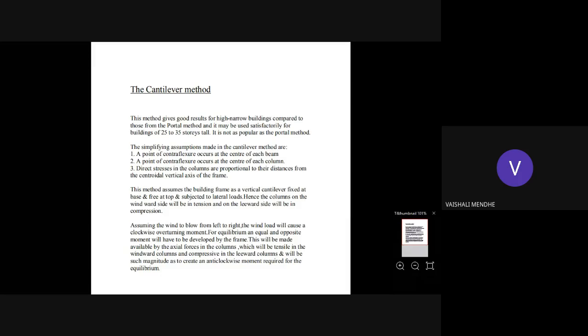That is with the help of the axial forces in the columns. Okay, so that we will see while taking a problem. So this is the introduction of the cantilever method.